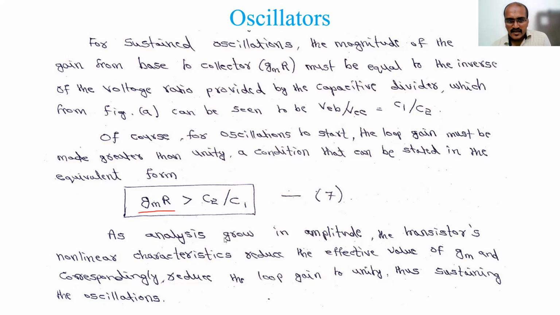As oscillations grow in amplitude, the transistor's nonlinear characteristics reduce the effective value of gm and correspondingly reduce the loop gain to unity, thus sustaining oscillations. While these nonlinear characteristics come in, the gain will reduce. That's why we keep it initially slightly higher than 1, and finally it will equal 1, sustaining the oscillations. So this is about the Colpitts oscillator.